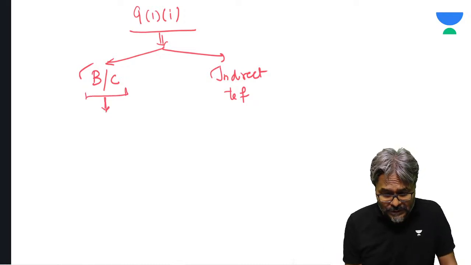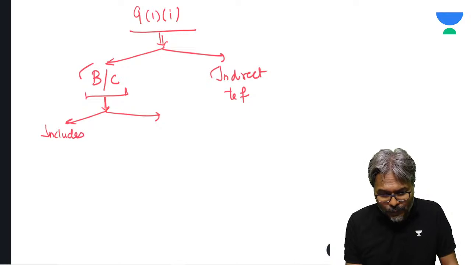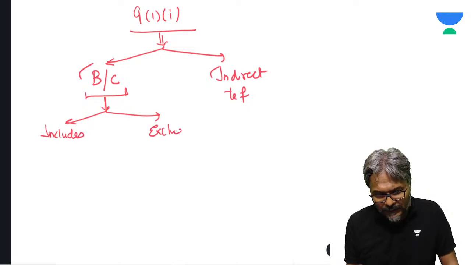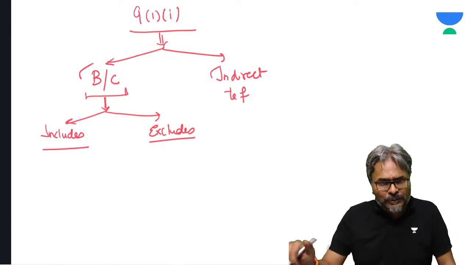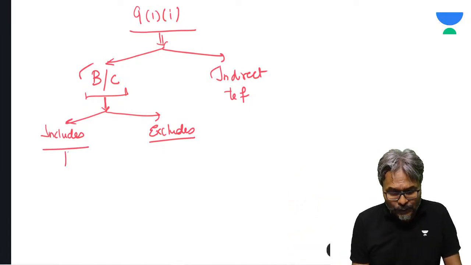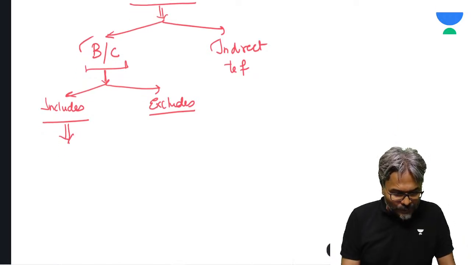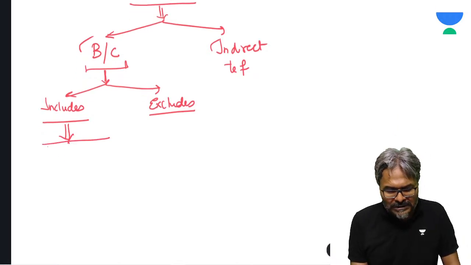The business connection, students, the definition when you revise, is divided into two parts: includes and excludes. We will see what is there in include and exclude. I will quickly revise that for all of you. Exclusion is there, but in inclusion, students, there are two things. What are the two things on the inclusion side of business connection?